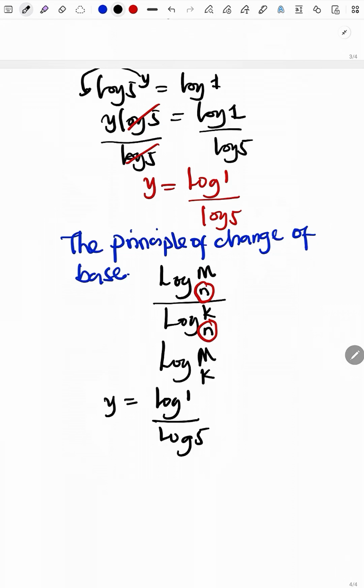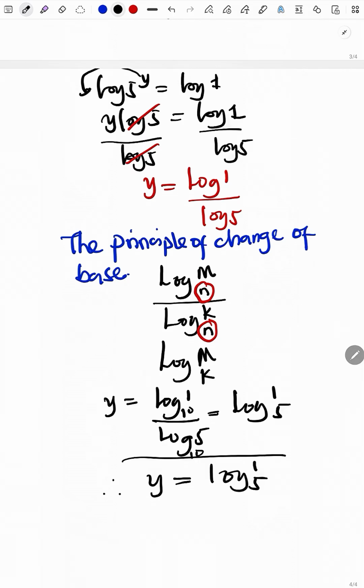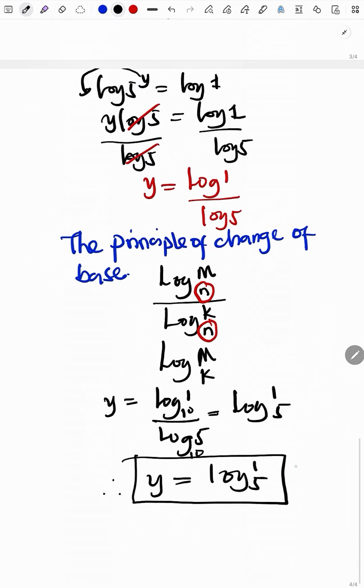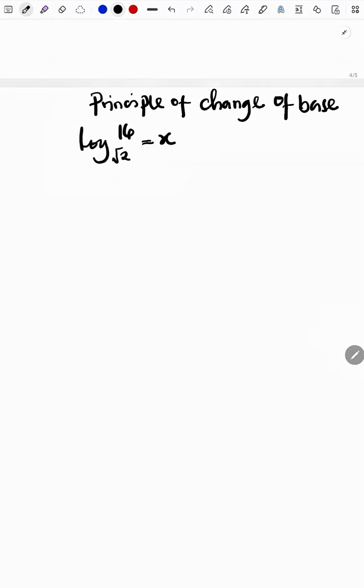So we are solving our problem in natural log. When I said take log of both sides, it simply means they are of log 10. So we apply the principle of change of base, and this becomes log 1 base 5. Therefore, y is equal to log 1 base 5. So what did we just do? We converted our indices from this point straight down to logarithm.